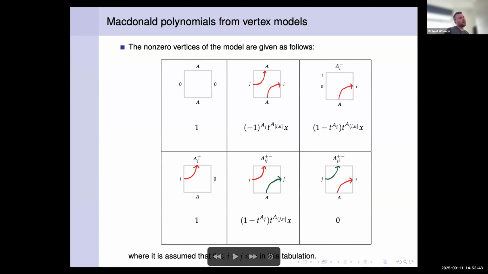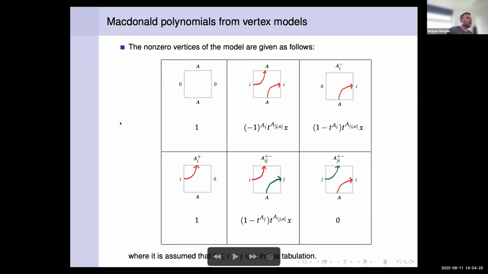And more explicitly, this is what they look like. So I don't want to go too much into the details of what's here. It's just to say that there is a very explicit formula. And notably, all of these weights are just polynomials, maximally of degree 1 in the spectral parameter x. And also, they depend on this t parameter, which is related to the quantum deformation parameter. Okay, so we have some very explicit formulas for those weights.